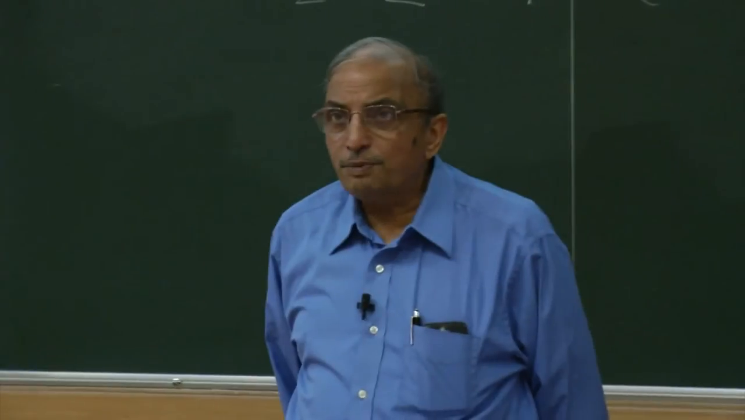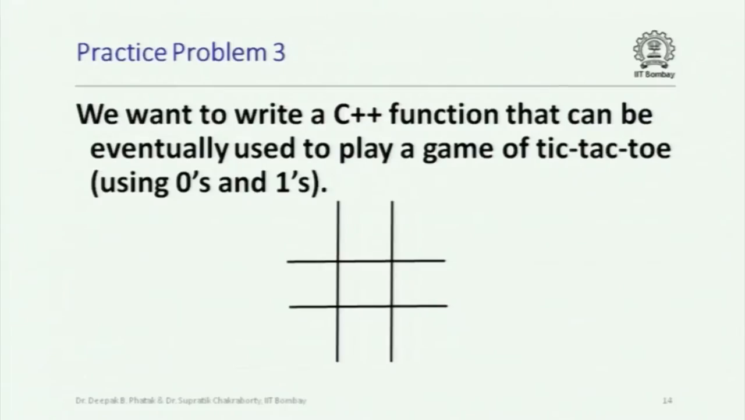So let's go to the third problem now. Are you familiar with the game of tic-tac-toe? Okay, so you want to write a C++ function that can be eventually used to play a game of tic-tac-toe. We will not use crosses and noughts, we will use 0 and 1. The point is, you are not writing a program to play a tic-tac-toe game. Some of you would like to do that, you can do that later. The problem is, you have to write a function which will be used in constructing a program which plays this game.